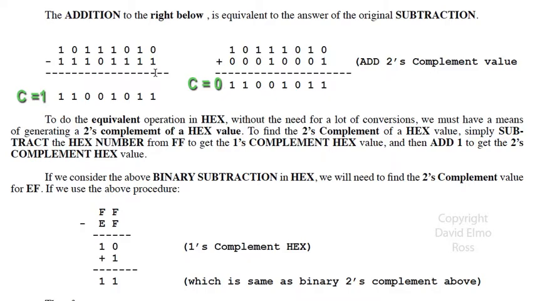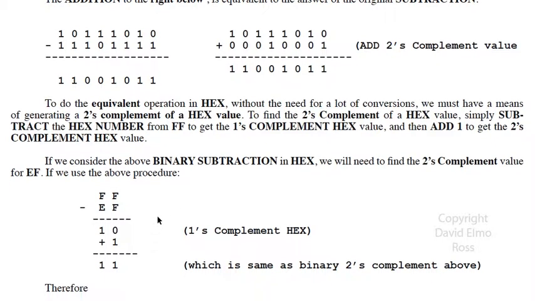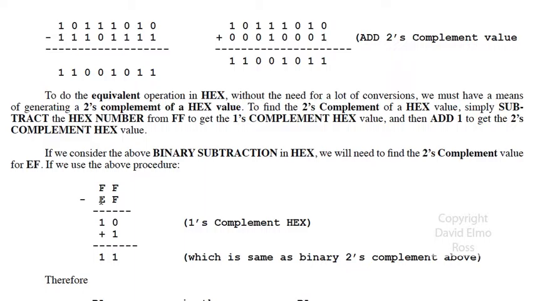We can do a similar operation in hex. As I said, this is BA minus EF. So what we want to do is figure out a way to generate the 2's complement of EF. The way we do that in hex is quite simple. We take FF and subtract EF to get 10, and that becomes the 1's complement. What that means is if we add 10 to EF, we get FF, and that's typical of how 1's complements work. A 1's complement added to the original will generate all 1's, or in this case FF. Then if we add 1 to that, it's going to give us 11.